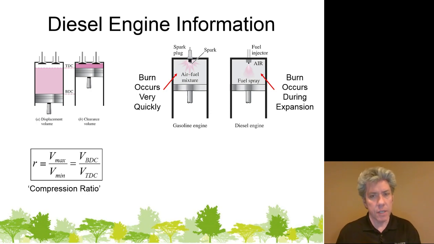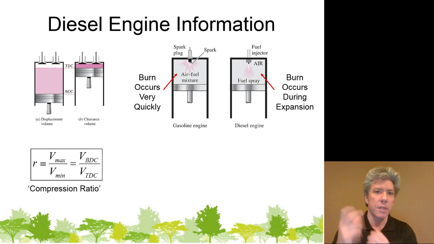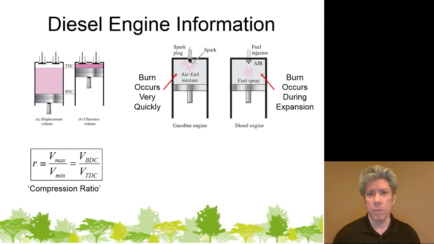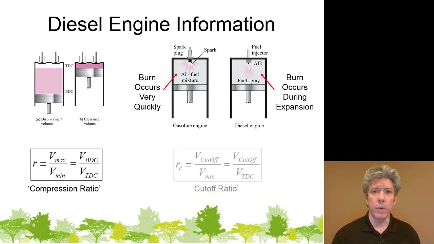In a diesel engine, by contrast, the fuel is sprayed in over a longer period of time. So the fuel sprays in and the burning occurs during expansion. We can't assume that the piston is just sitting still as the fuel burns, because the burn is simply not that rapid. So we're going to have to quantify how long the fuel is sprayed into the combustion chamber. To do that, we use the so-called cutoff ratio.